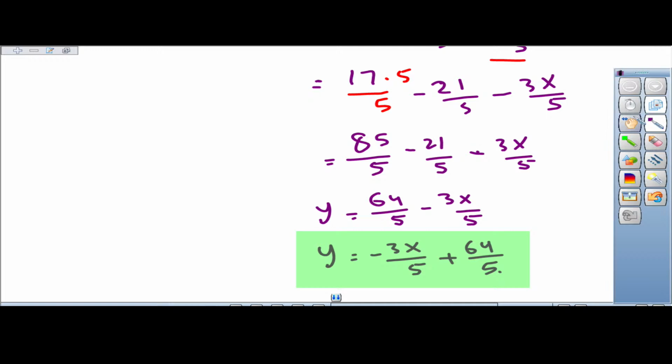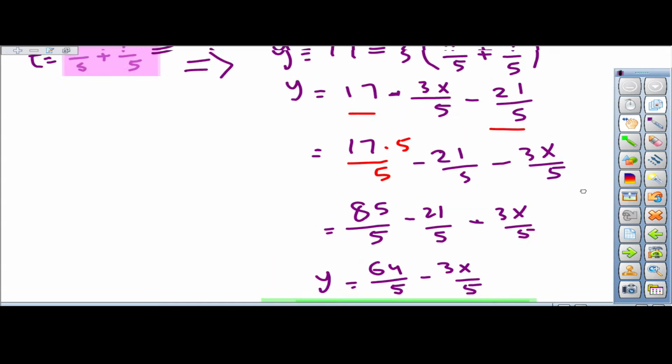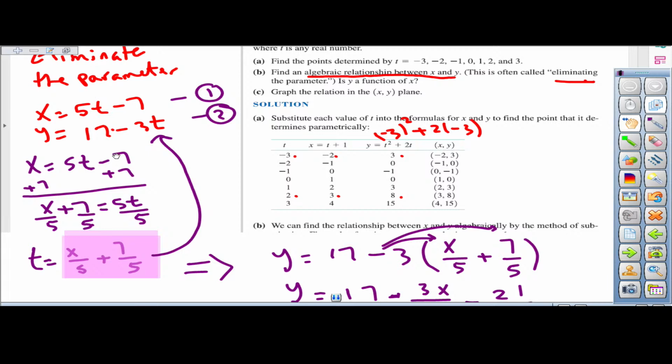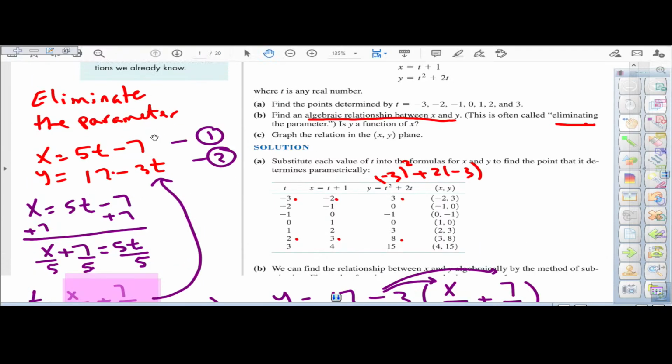Okay, so let me take this one more time, very slowly. Let's see what we did. What did we do in this example? Well, let's take a look. I was given two different equations. Each one of them involved a t, and I was asked to eliminate this t, eliminate the parameter.